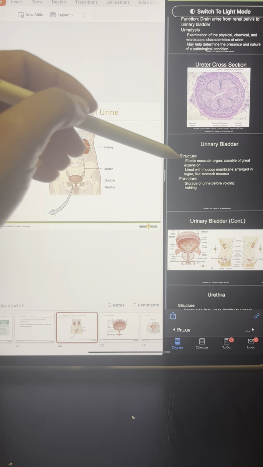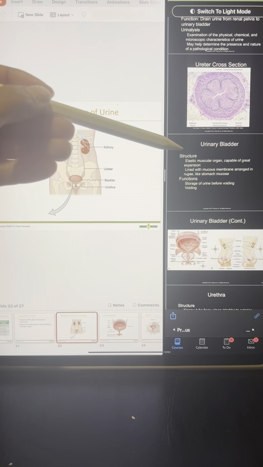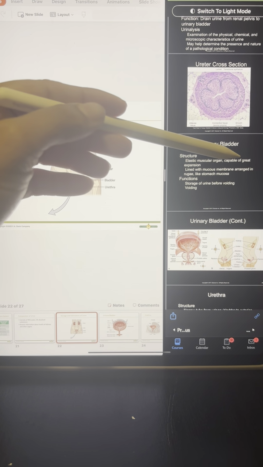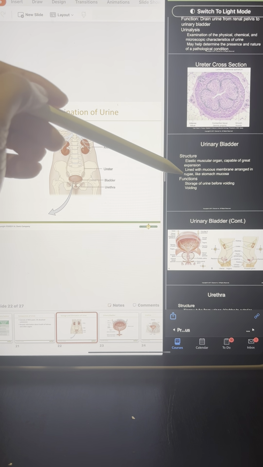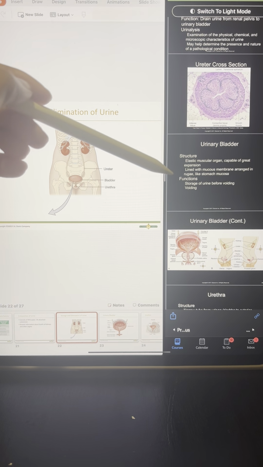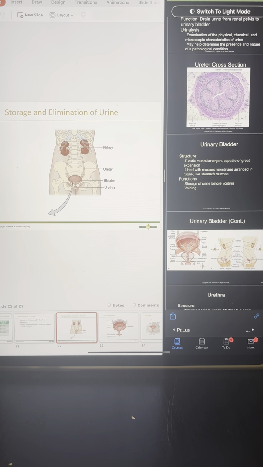So, okay. Your ureters are just a pathway to your bladder. Now our bladder is an elastic muscular organ capable of great expansion, lined with mucous membrane arranged in rugae, like stomach mucosa. It is for the storage of urine before voiding, and then voiding.